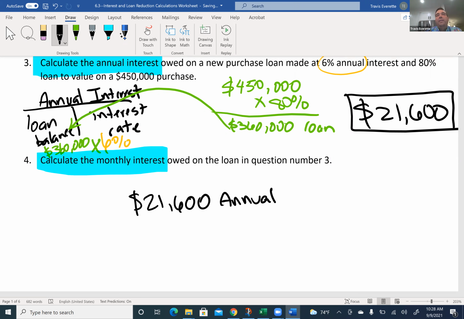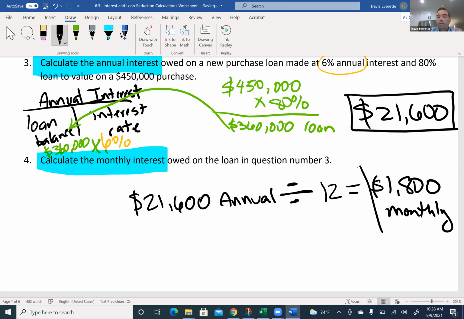Because I have to always get to annually before I can go to monthly. But I can immediately break annually down into monthly by dividing by the number of months in the year, which is divide by 12. So if I divide that 21,600 by 12, I end up with $1,800 monthly. $1,800 in monthly interest. So no matter what my monthly payment is on that loan, $1,800 of that is going toward interest with my next payment. That's a substantial amount.